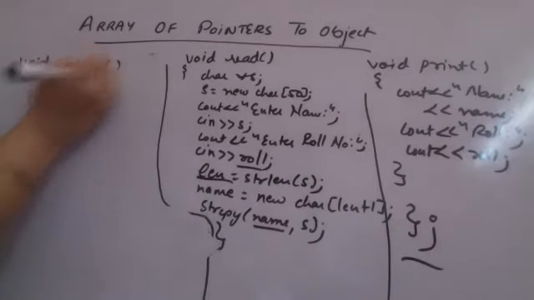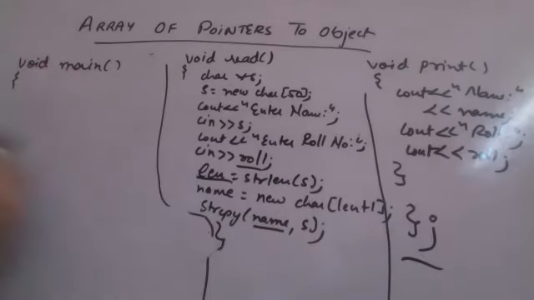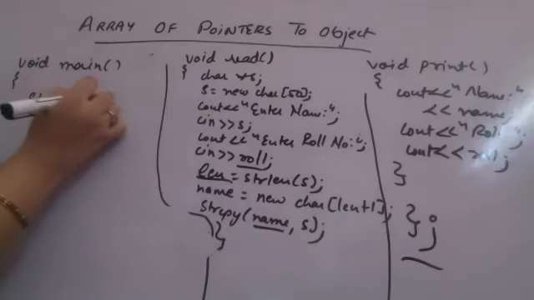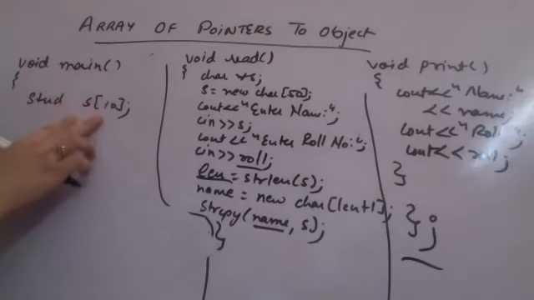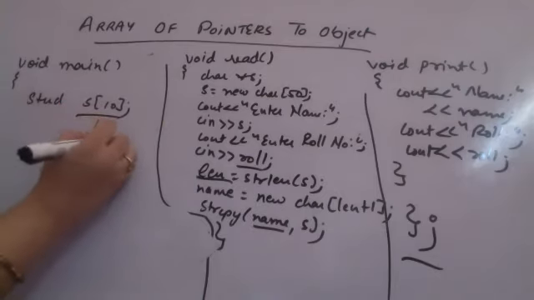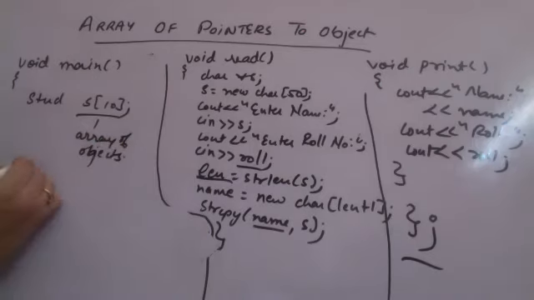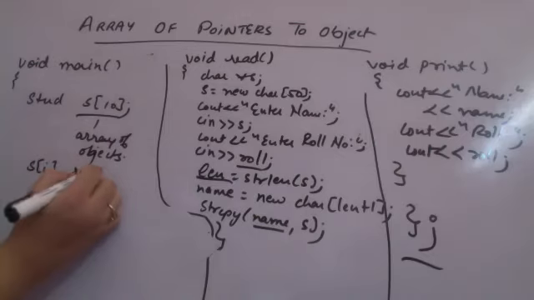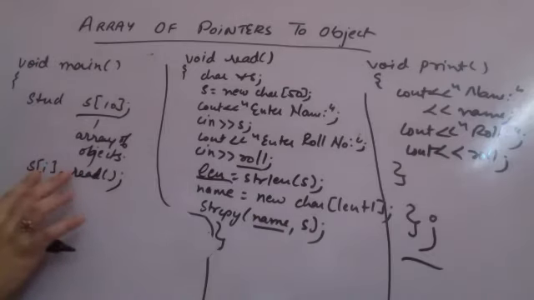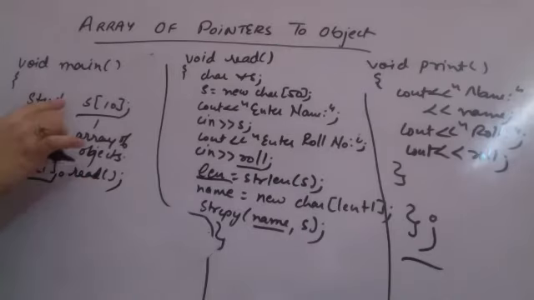Within the main, now let us try to understand what is happening. अगर मुझे 10 students चाहिए, what will I do? Student, say S10. What does this do? This is an array of objects of the class, a normal array of objects. अगर आपको इससे रेफर करना है किसी फंक्शन को, तो आप क्या करोगे? S of I dot say read या dot print, because this is one object का member function, so dot operator is being used. This is an array of objects.